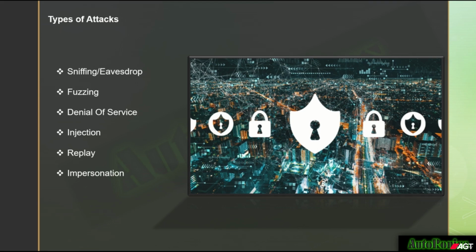Some of the attacks that we can talk about in detail: number one is sniffing or eavesdropping, then fuzzing, DoS, which is denial of service, injection, replay, and impersonation. Basically, these attacks are very basic, and there are multiple attacks happening in the automotive industry that are not even termed with keywords like fuzzing or DoS. By looking at these terms, they could seem similar, but each is used for different kinds of attacks.